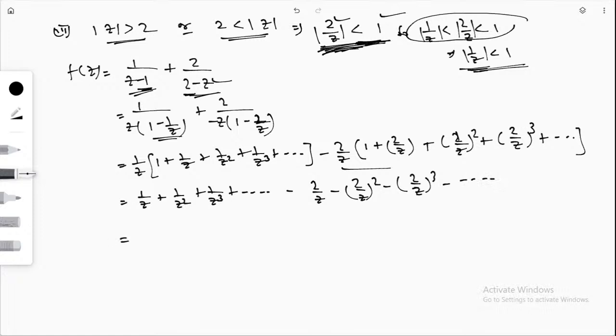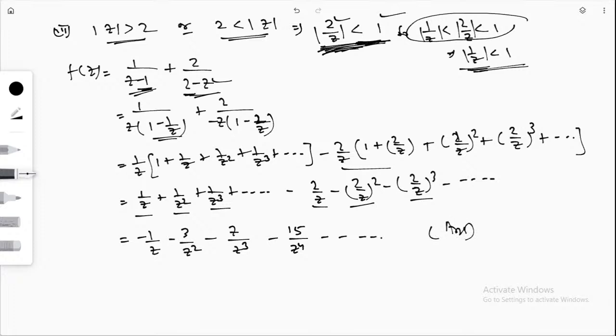Now after subtraction, what will it be? This is 1 by z, this is minus 2 by z, so this will be minus 1 by z. Again this is 1 by z square, this is minus 4 by z square, so this will be minus 3 by z square. Similarly, this is 1 by z cube, this is minus 8 by z cube, so you can write this is 7 by z cube. Similarly, this will be 15 by z4, and similarly you can proceed dot dot dot like this. So this is your answer.